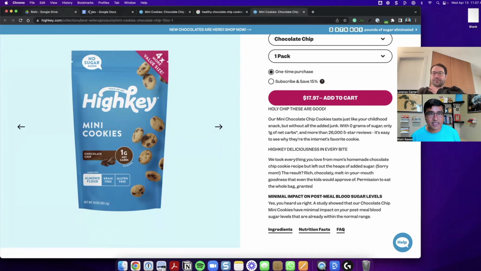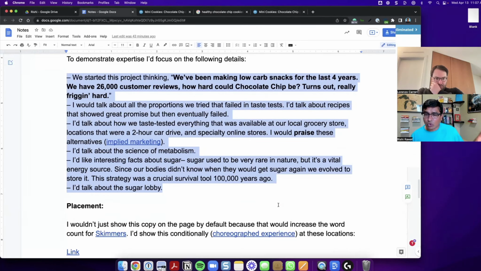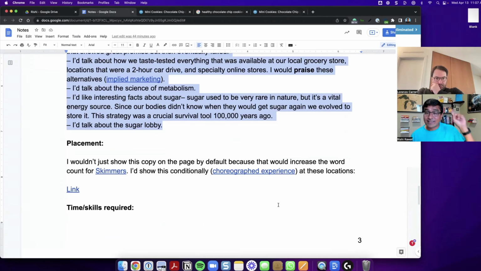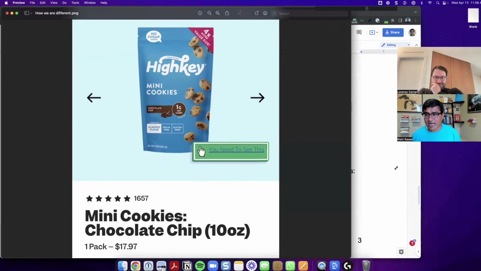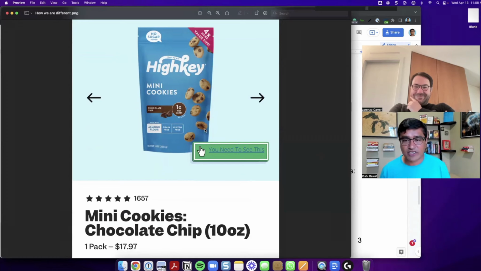So what I've done is I'm going to now conditionally show this copy only for people that are interested in this copy, the diggers. And the way I would do that, I've actually put together a very simple mockup. So what I've done here is that I'm showing it at 3 strategic locations. So first is we know that people pay attention to the image. So it says, you need to see this. And if you click on it, we show our sales pitch.